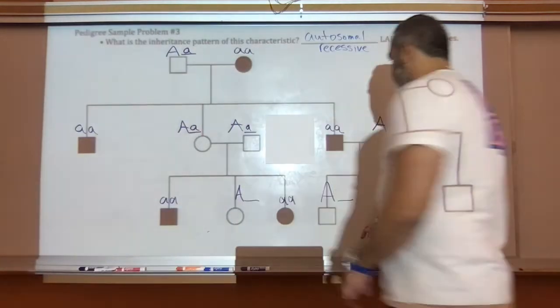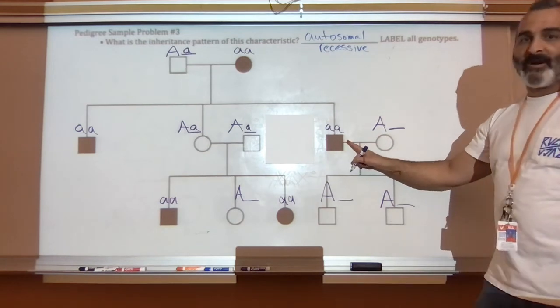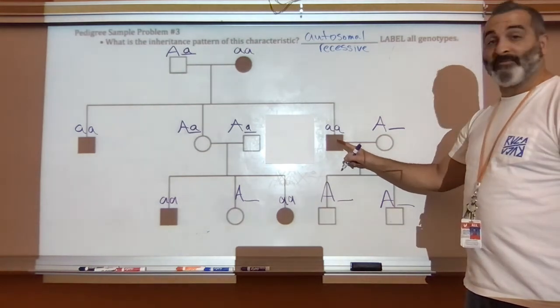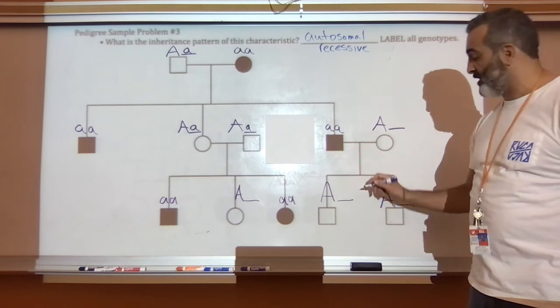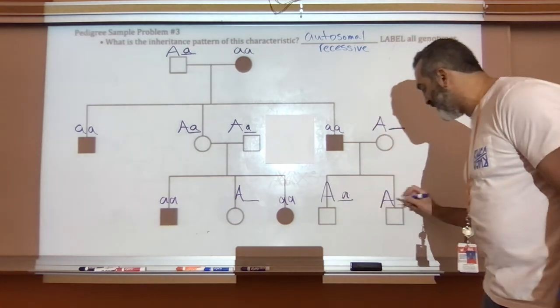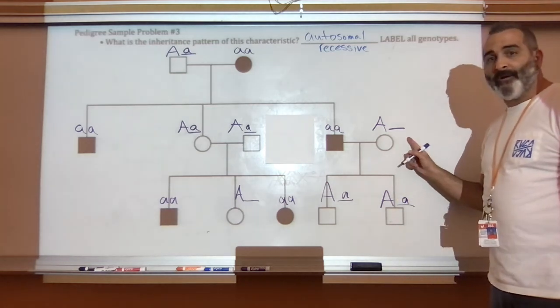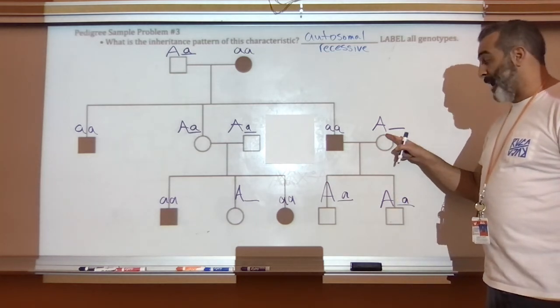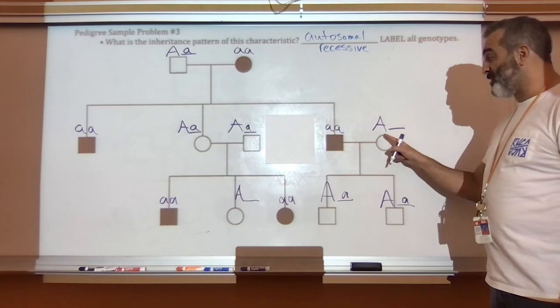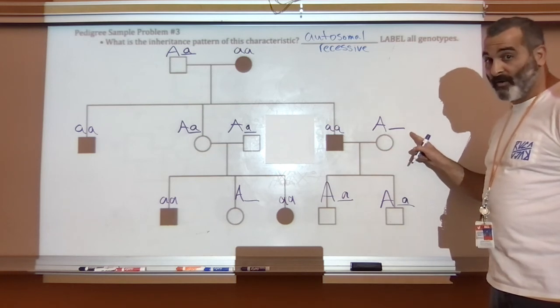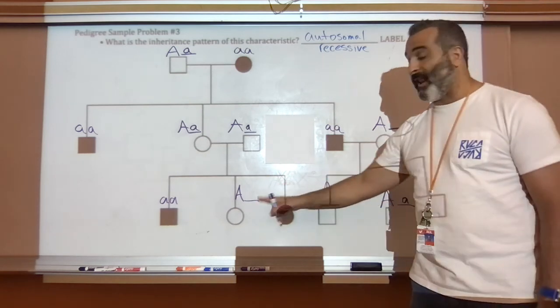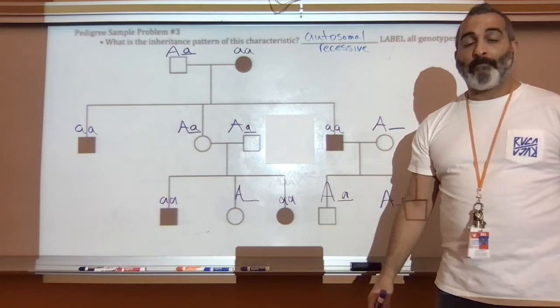Over here, look, that is their son. That's the father. Father has small a's. So he has to give them small a's each. That's all that he has to pass down. But we have a blank over here. This blank could be capital A, or it could be capital A lowercase a. We're not certain what it is. So we have 2 blanks on this particular pedigree.